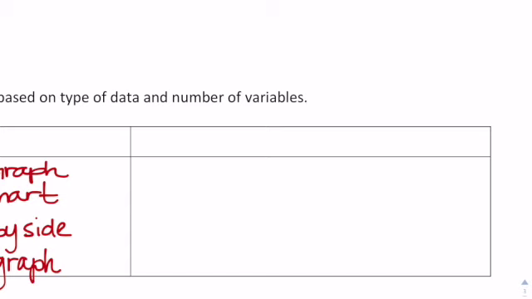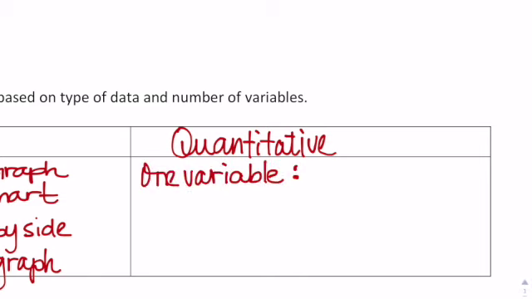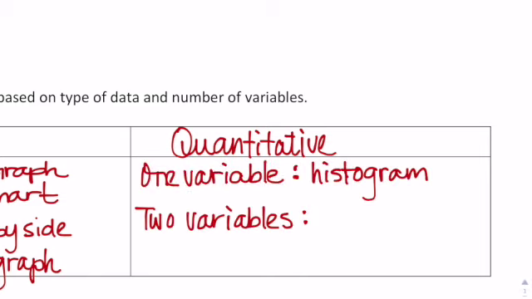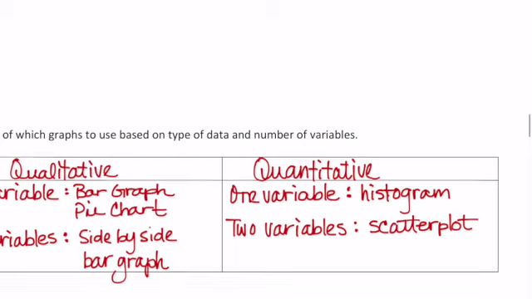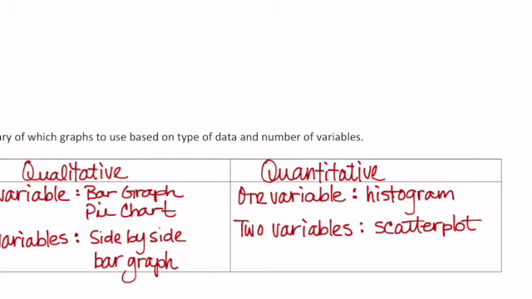The next one is quantitative. If you have one variable, that's a histogram. If you have 2 variables, you use a scatter plot, and we're going to talk about that in the future. We already talked about bar graphs and pie charts. Side-by-side graphs we will see later. We definitely talked about histograms, and in the future we will talk about scatter plots.